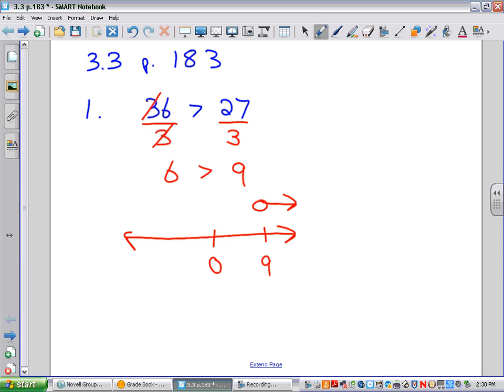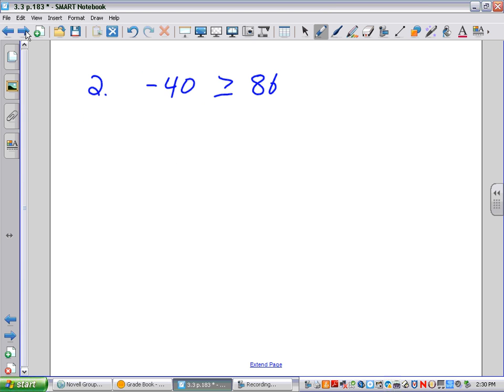Number two, negative 40 is greater than or equal to 8b. First thing, look where your b is. The b is over on the right. The very first thing I want you to get in the habit of is put the 8b on this side. Therefore, your negative 40 goes on that side. We always want the b on the left. It's easier to graph that way. But don't forget, when you flip-flop the negative 40 and the 8b, you must also flip your inequality sign.